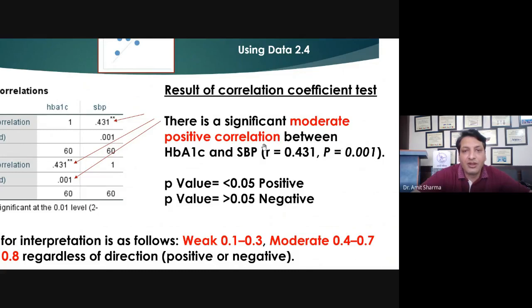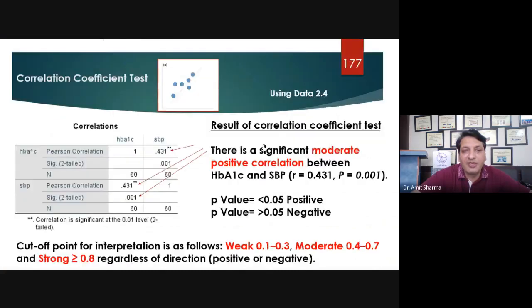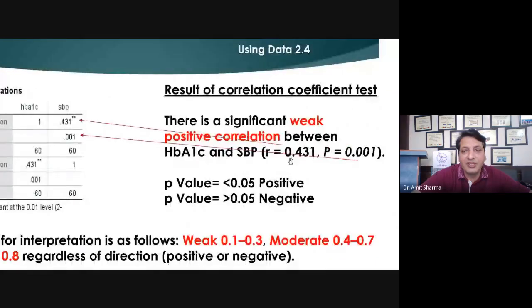So the same representation: from here I take the value of R is equal to 0.431 and p-value 0.001. This is the 0.001 and 0.431.